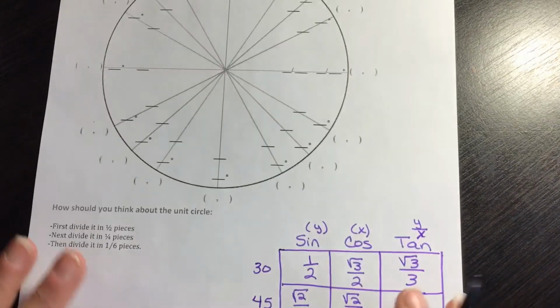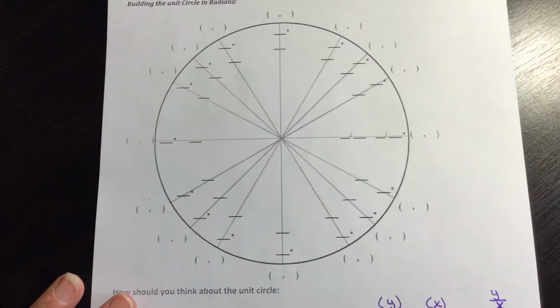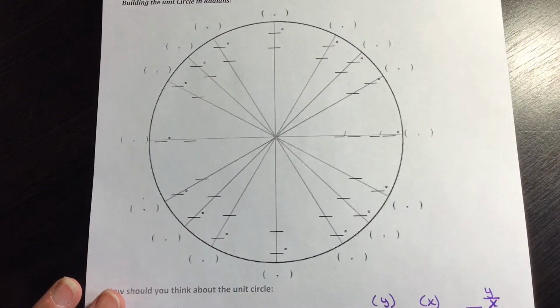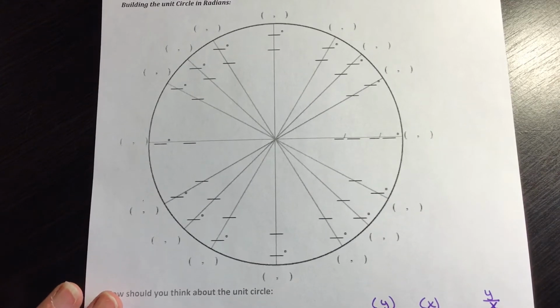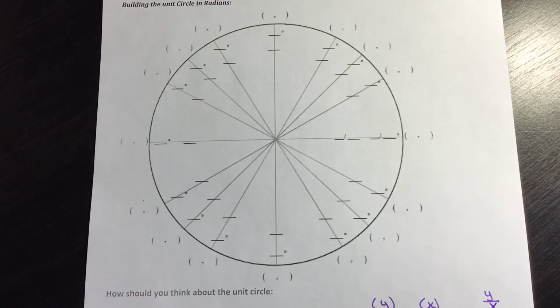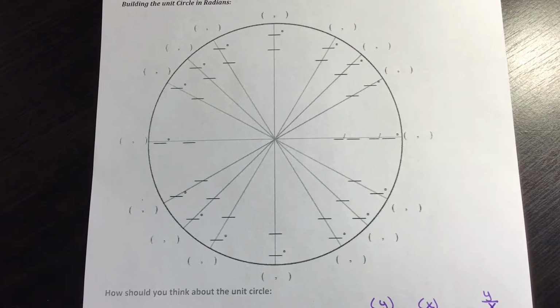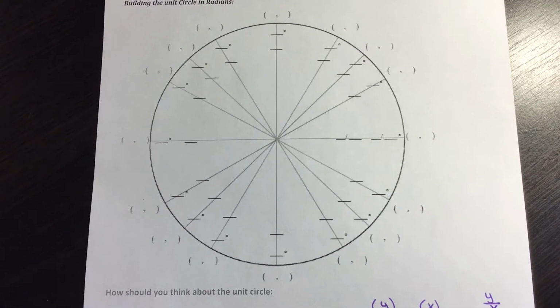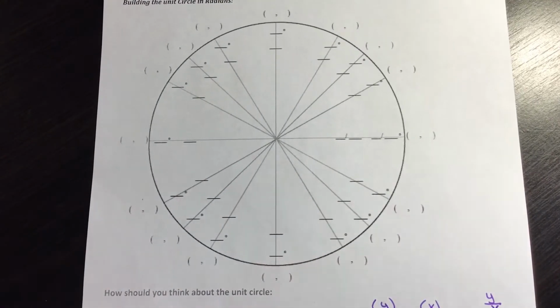All right, so this is a great review, or if you happen to be absent on the day we did this in class, this is a good overview of how we did that. So first, we're going to start labeling the unit circle in degrees.